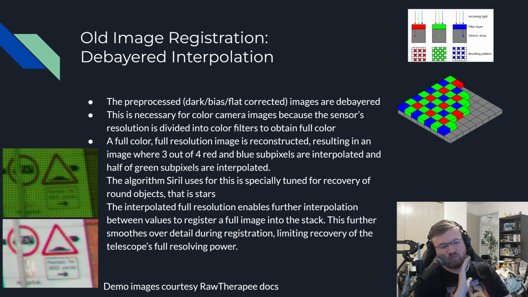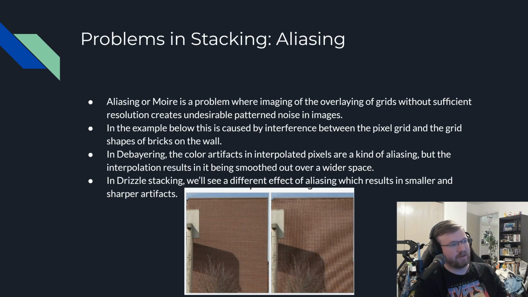So this really limits the recovery of the telescope's full resolving power if you are undersampled, because so much of the data that's being stacked in is guesses about what should be between pixels. A problem related to this is aliasing, and I just want to quickly explain what aliasing is and a little bit about how it relates to this process.